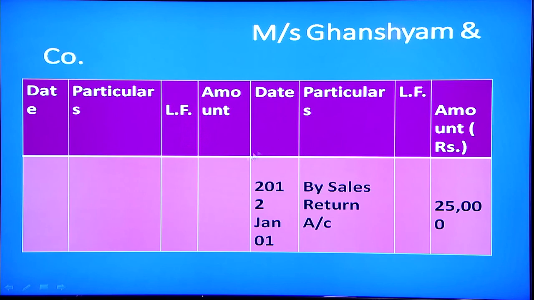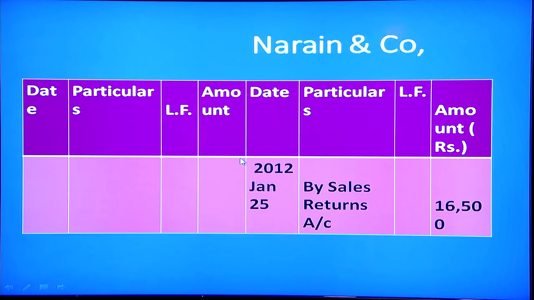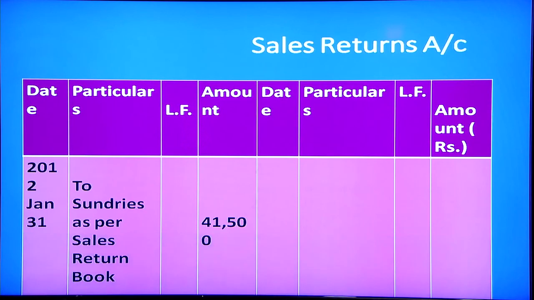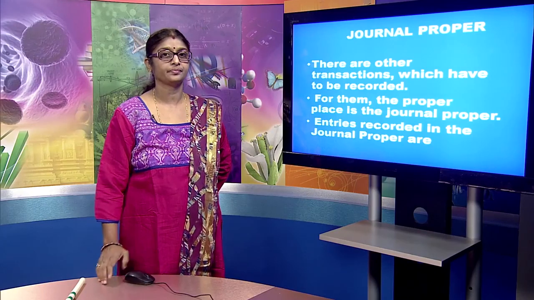Messrs. Ghanshyam and Company, on the credit side, by sales returns account. Narain and Company, on the credit side, by sales returns account. Date and amount in the respective column. Similarly, in the sales returns account on the debit side, to sundries as per sales returns book. Date and amount in the respective column.